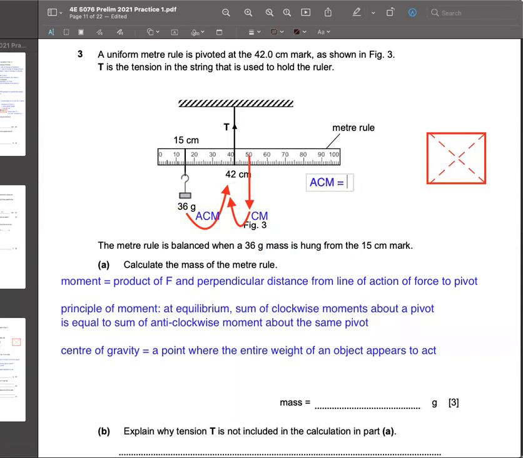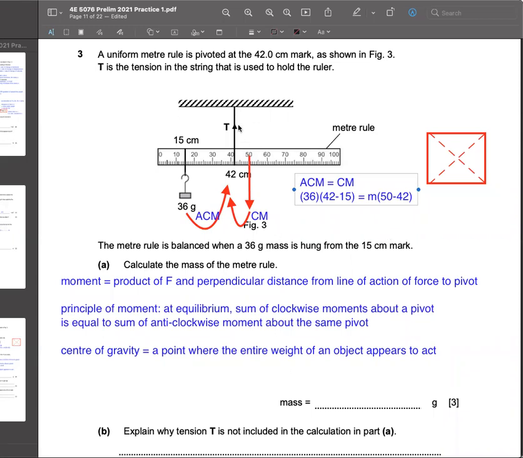Okay, so ACM equals CM. Then 36 times 42 minus 15 equals mass times perpendicular distance, which is 50 minus 15. Okay, then you will get your answer. All right.